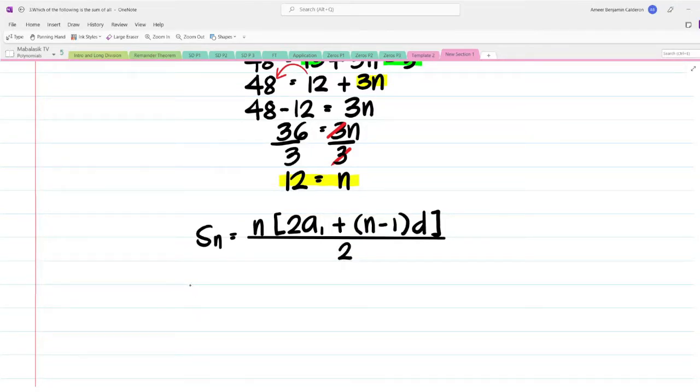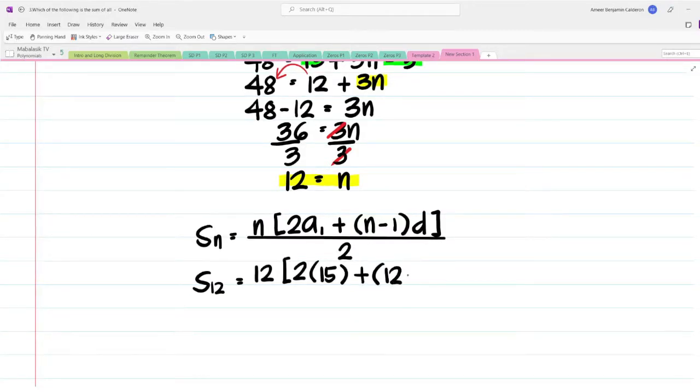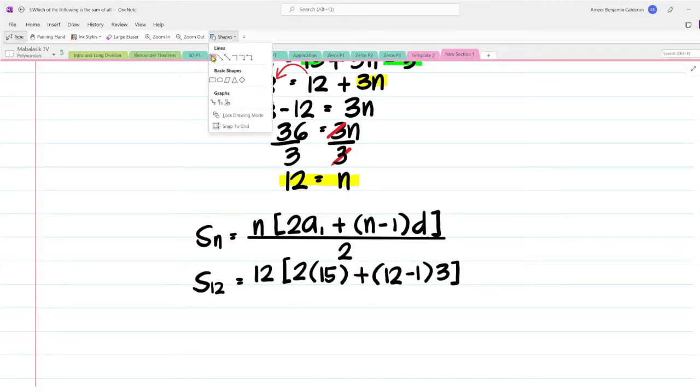Let us now plug in our given data. So we have S sub 12 is equal to 12 times the quantity of 2 a sub 1, a sub 1 is 15. That is the first multiple of 3 from 15 to 48. Plus the quantity of 12 minus 1 times 3 all over 2.